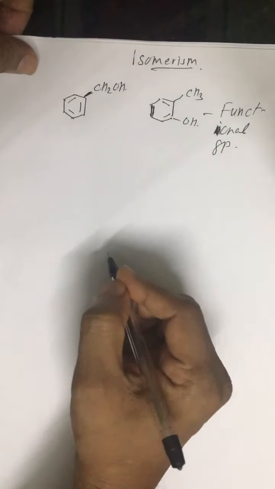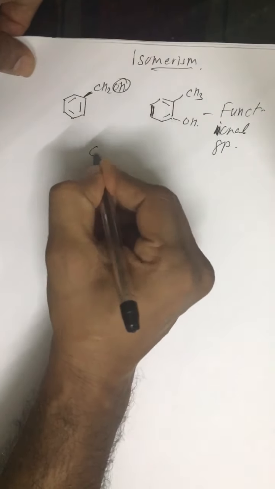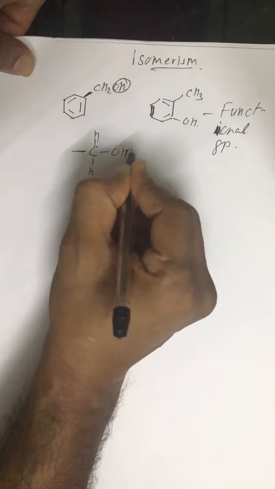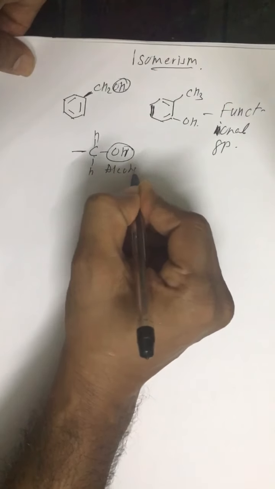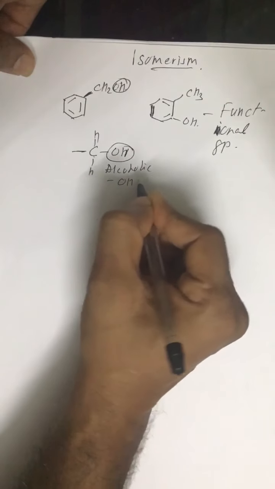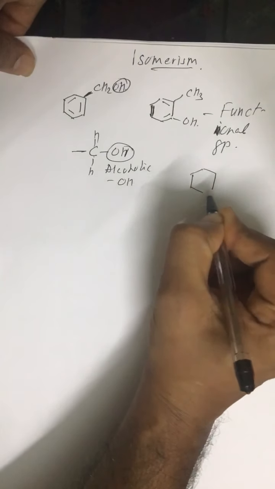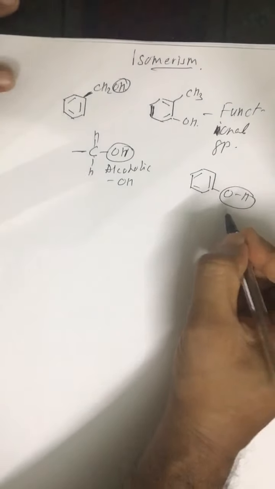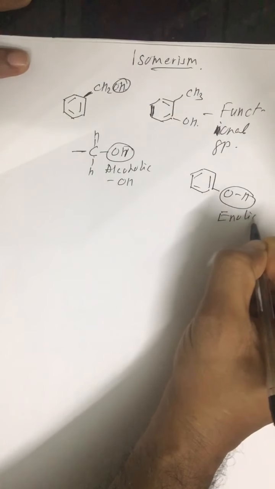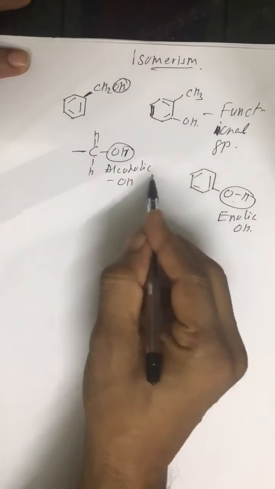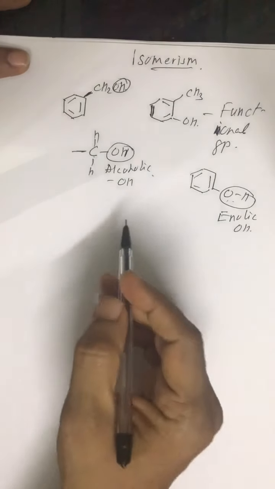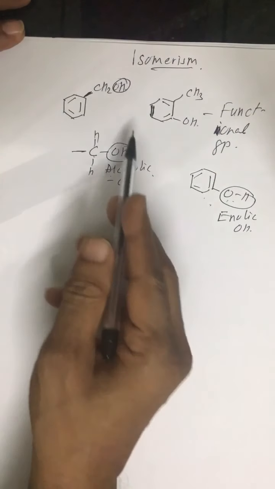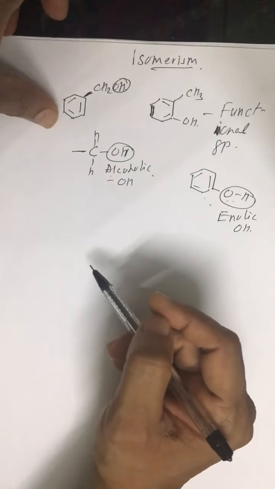The OH group which is bonded to a singly bonded carbon, or sp3 hybridized carbon, is called alcoholic OH group. Whereas if OH is bonded to a doubly bonded carbon, then this OH group is called enolic OH. These two OH groups differ in chemical properties, so these two are basically functional group isomers. You should be careful about this case.